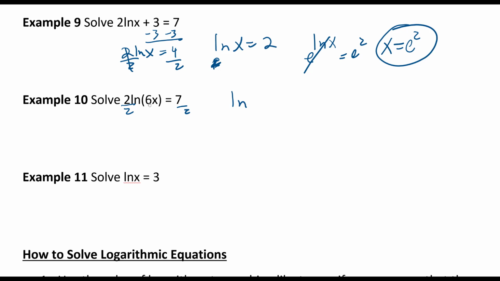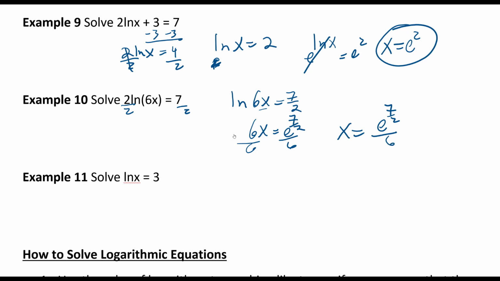So it's 2 natural log of 6x equals 7. We divide both sides by 2, and we get natural log of 6x equals 7 halves. Rewriting this means that this is the result of e to that power. So 6x is e to the 7 halves. And then you can divide by 6. So x equals e to the 7 halves divided by 6. Okay. And as math people, we like that answer.